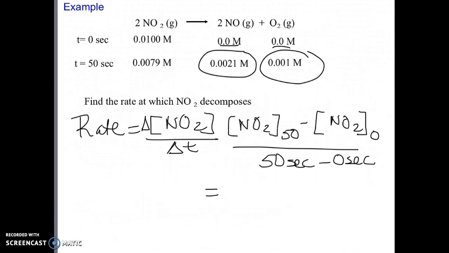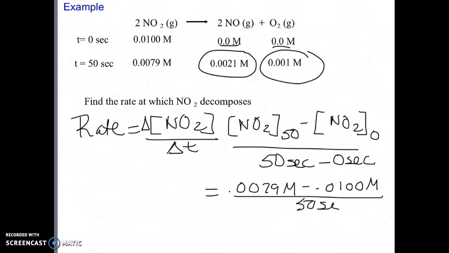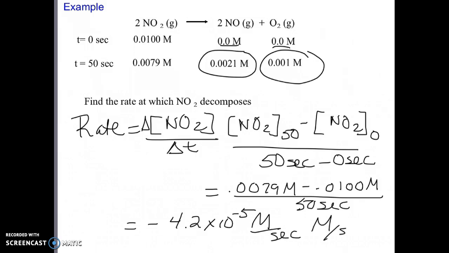So I'm going to plug in what I have here, which would be 0.0079 molar minus 0.0100 molar over 50 seconds, which would be in our denominator. What you will notice is you will get a value that has a negative sign, 4.2 times 10 to the negative 5. And this would have a unit of molarity over seconds, or you could have it M over S. Okay, so those are all ways that we would show the unit for the rate.